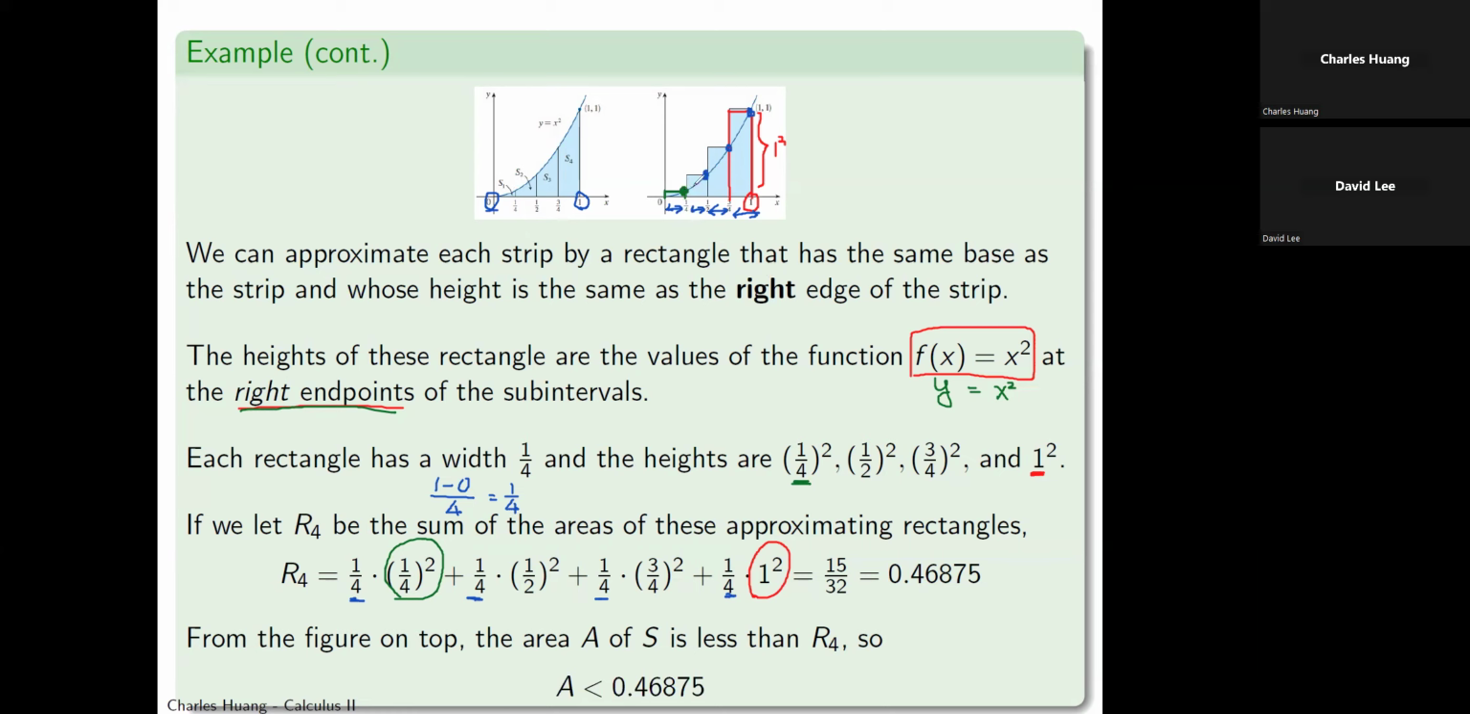What you'll notice is that each of these rectangles is actually bigger than the strip, right? So if you look at this area over here, my rectangle is going to be bigger than this particular strip. So our real area is going to be smaller than that. And this particular case is true because our function is increasing, our function is getting bigger, and I'm using the right endpoint, which happened to be the highest point of each of these rectangles.